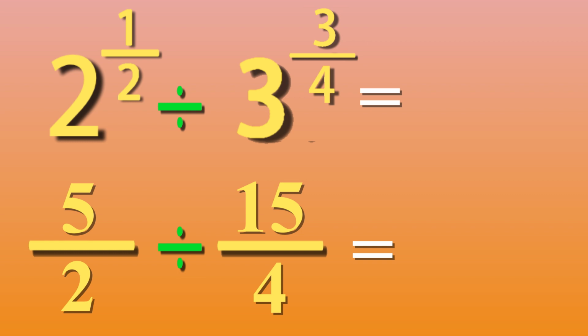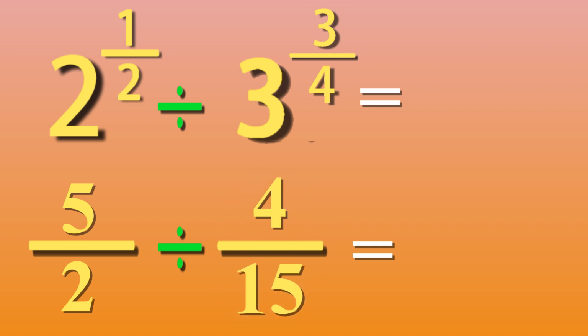For step 2, we invert the dividing fraction and use multiplication instead. The dividing fraction is 15/4, so we invert it to 4/15, and instead of using division we use multiplication. So 2 1/2 divided by 3 3/4, which turned out to be 5/2 divided by 15/4, can now be rewritten as 5/2 times 4/15. This time it's easy to see that we can use cross cancellation.